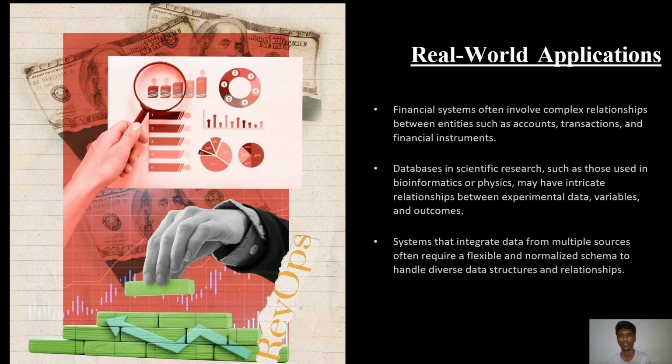Next, real world applications. Financial systems often involve complex relationships between entities such as accounts, transactions, and financial instruments. It is mostly used in maintaining accounts, transactions, and financial instruments. Databases in scientific research, such as those used in bioinformatics or physics, may have intricate relationships between experimental data, variables, and outcomes. In the scientific field, it is used in experimenting with data, variables, and checking the outcomes. Systems that integrate data from multiple sources often require a flexible and normalized schema to handle the diverse data structures and relationships. To maintain the diverse data, we require a flexible and normalized schema. So fifth normal form is used for flexibility and normalizing schema.